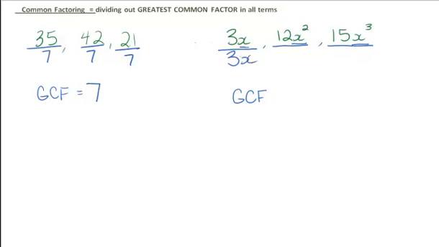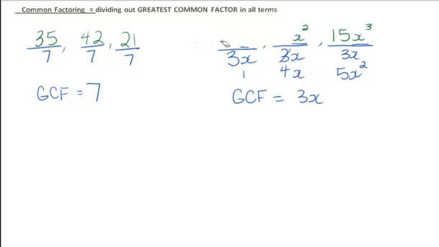3x divided by 3x is a 1, so you'd be left with 1. 12x squared divided by 3x, you're left with 4, and x squared divided by x is an x. And 15x cubed divided by 3x is a 5x squared. So the greatest common factor of those three terms is a 3x.